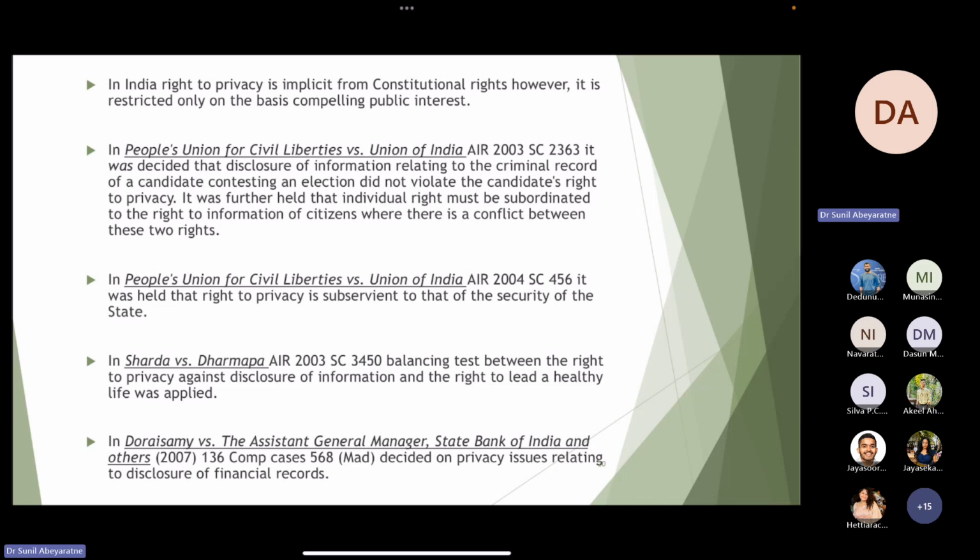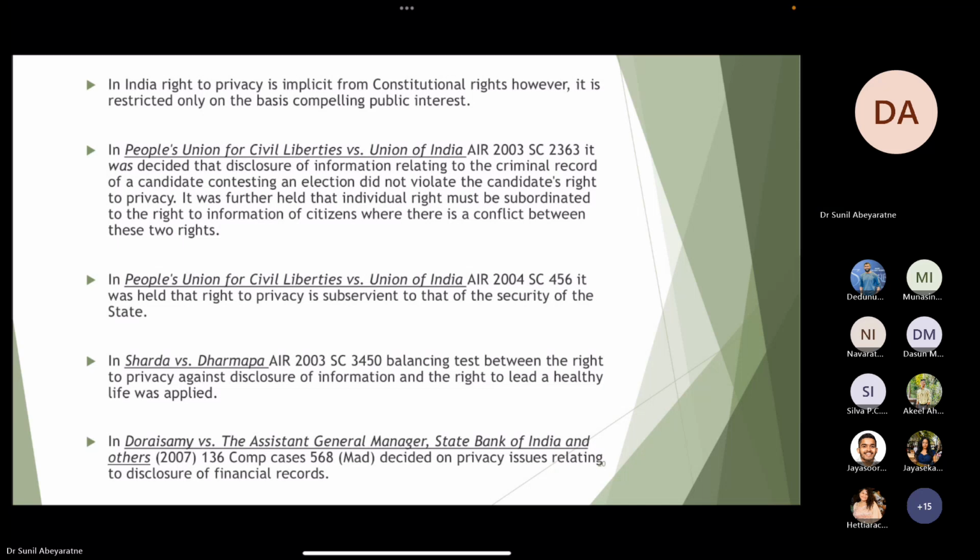Now, this is subject to the protection of safety of the society. That is how they balance the situation. In People's Union for Civil Liberties versus Union of India case, it was decided that disclosure of information relating to the criminal record of a candidate contesting an election did not violate the candidate's right to privacy. It was further held that individual right must be subordinated to the right to information of citizens where there is a conflict between these two rights.